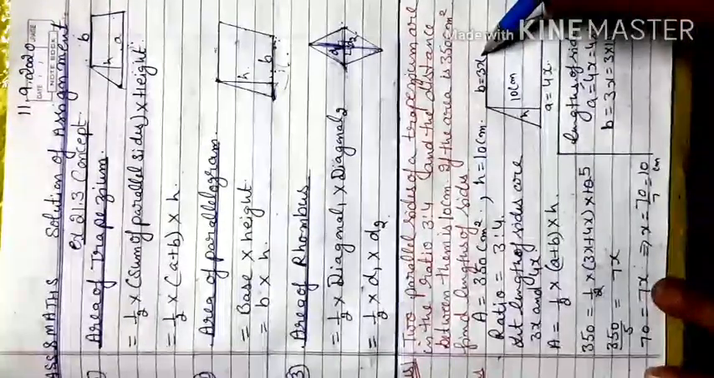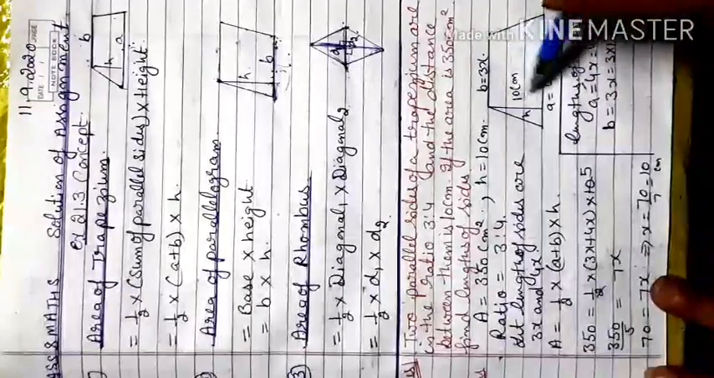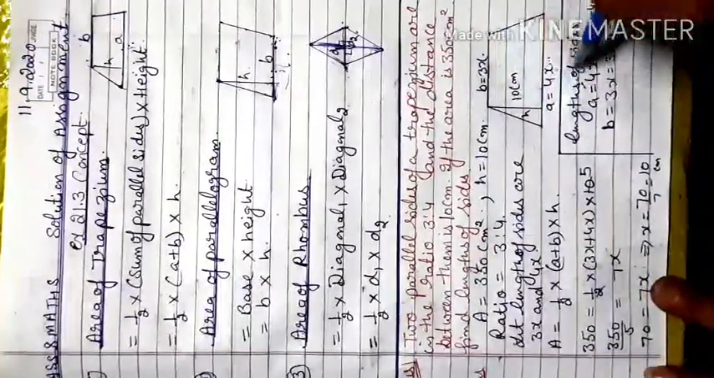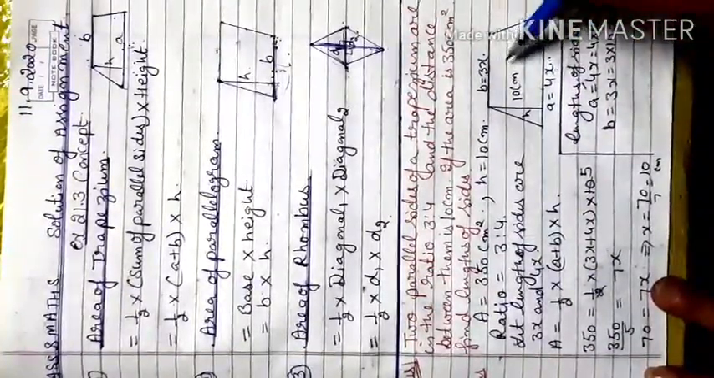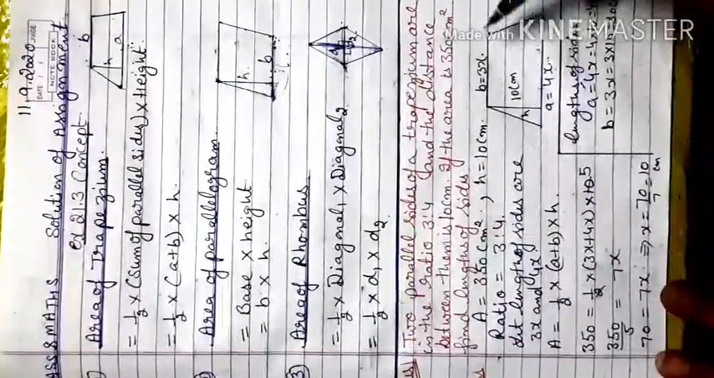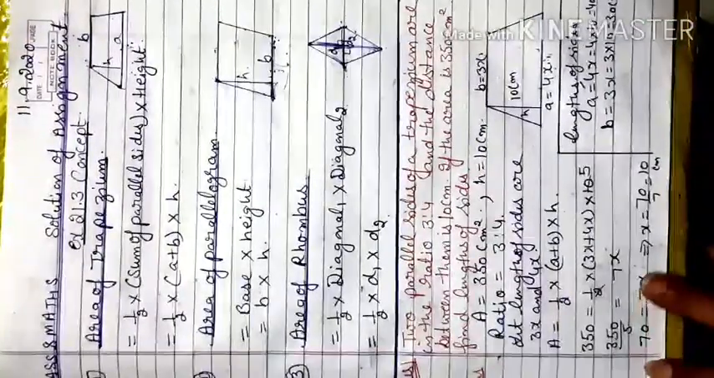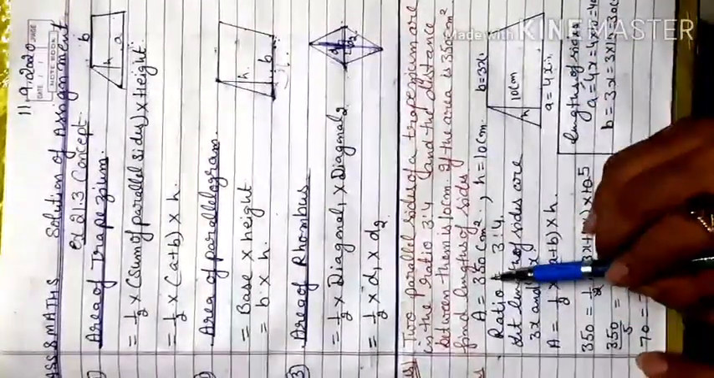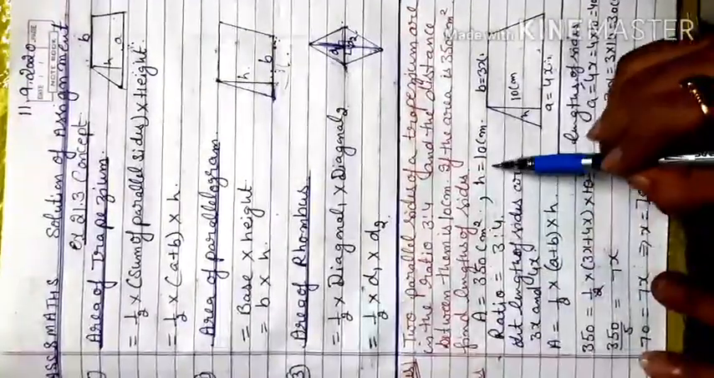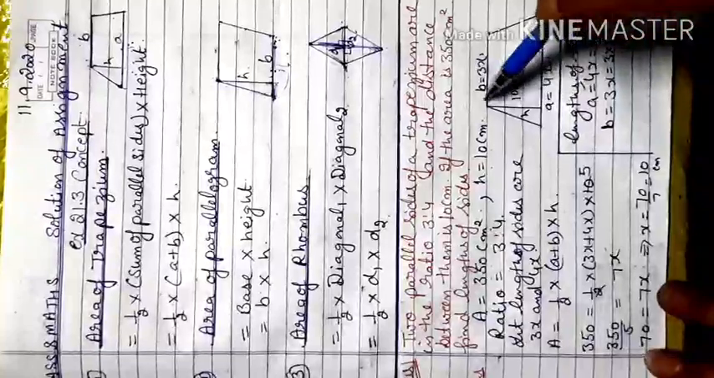One measurement I consider, according to the ratio, as 3x and this is 4x, and the distance between them is 10 centimeter, and the area of the trapezium is given as 350 centimeter square. You have to find the length of the sides. What is the measurement of these two parallel sides? So what you will do here: area is equal to 350 centimeter square, and height is equal to the distance between the two parallel sides, that is considered as height, which is 10.